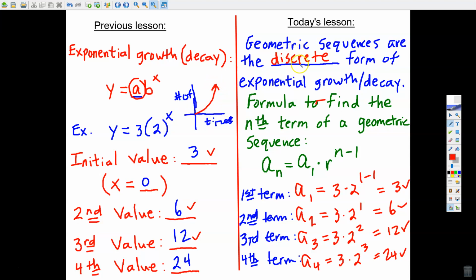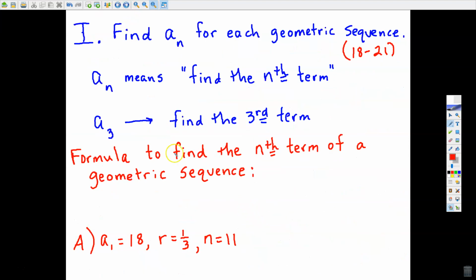But in geometric sequences, we're looking for particular terms to make the list, and there's no such thing as a 3 1/3 term. Terms are going to be basically natural numbers as inputs. All right, so with that said, I've already covered a lot of this, so let's go over some homework examples. This will be the type of thing that you do on problems 18 through 21.